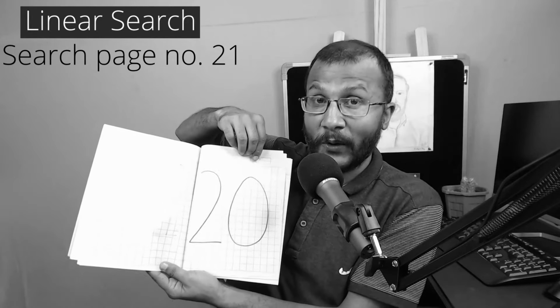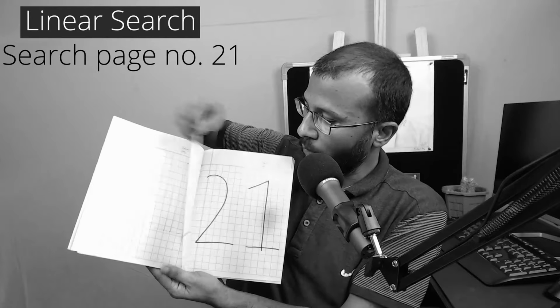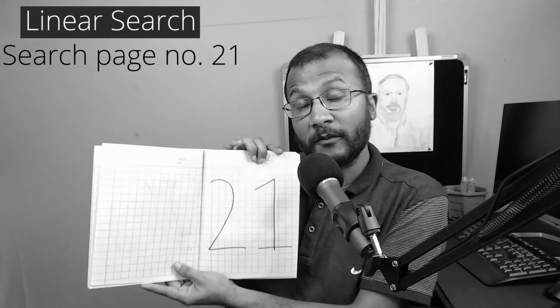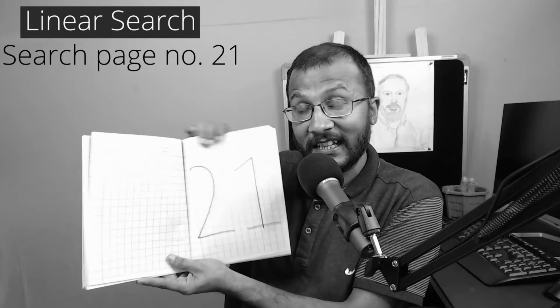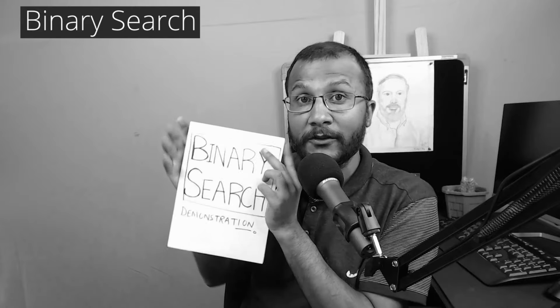20 is not equal to 21, flip your page one more time. Now 21 is equal to 21. So you have to perform 21 different comparisons to actually reach this page number 21 using linear search. Now let's try to do the same thing using binary search.